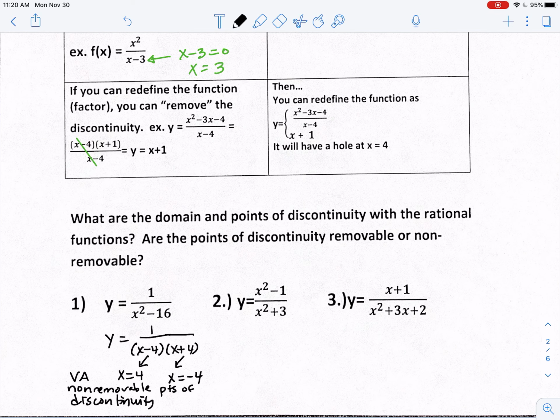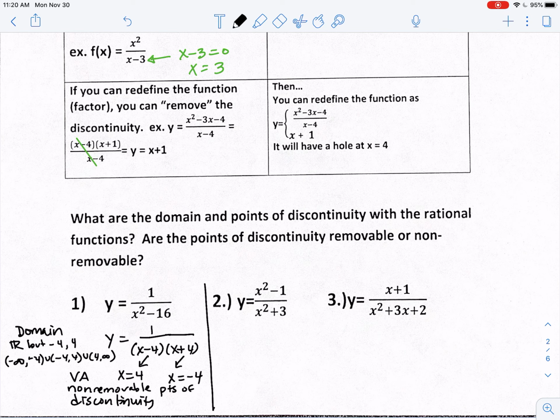Okay, so if they're points of discontinuity, that means my domain can be everything but negative 4 and 4. In other words, in interval notation, negative infinity to negative 4, union, negative 4 to 4, union 4 to infinity. Okay? So let's take a look at number 2.